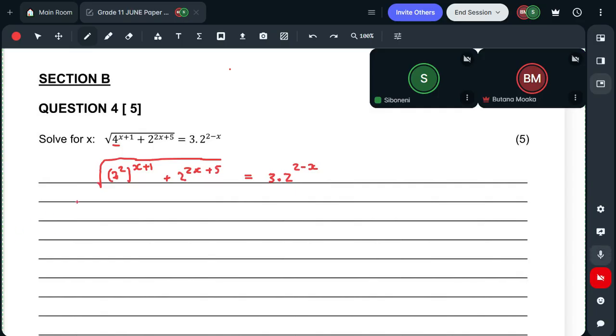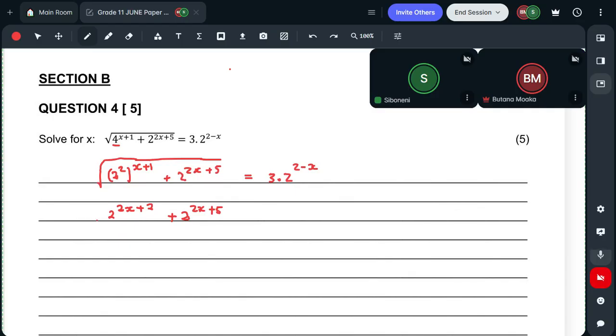Okay, so what should we do next? Multiply the exponent. This gives us 2 to the power 2x plus 2. This is where most learners make mistakes. They just say 2x. They forget to multiply that plus 1 by 2. Then this gives, oh, nice. Now I can see that I have a common factor. Do you agree with me on that? Yes.